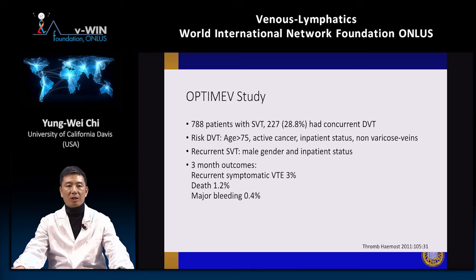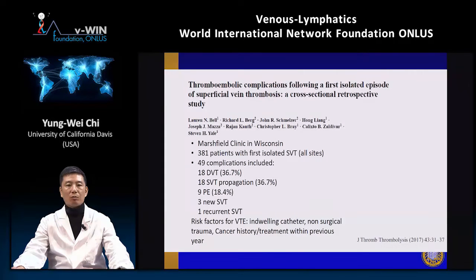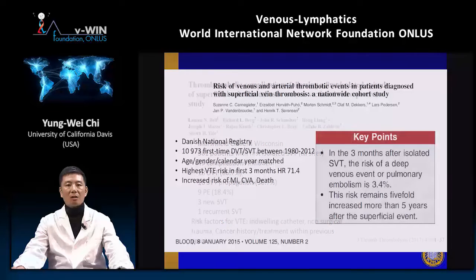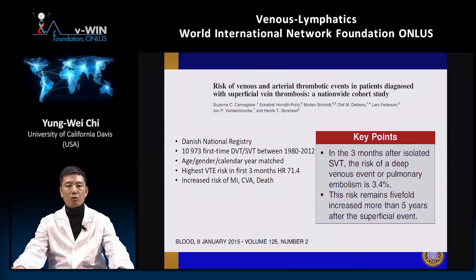Moreover, the OPTIMUS study showed a close to 30% incidence of concurrent DVT in those with superficial venous thrombosis. This cross-sectional retrospective study from the Marshfield Clinic in Wisconsin again confirmed the concurrent rate of DVT at around 36.7%. The largest registry-based study on superficial venous thrombosis found the risk of venous thrombosis after an isolated superficial venous thrombosis event to be 3.4% in the first 3 months.